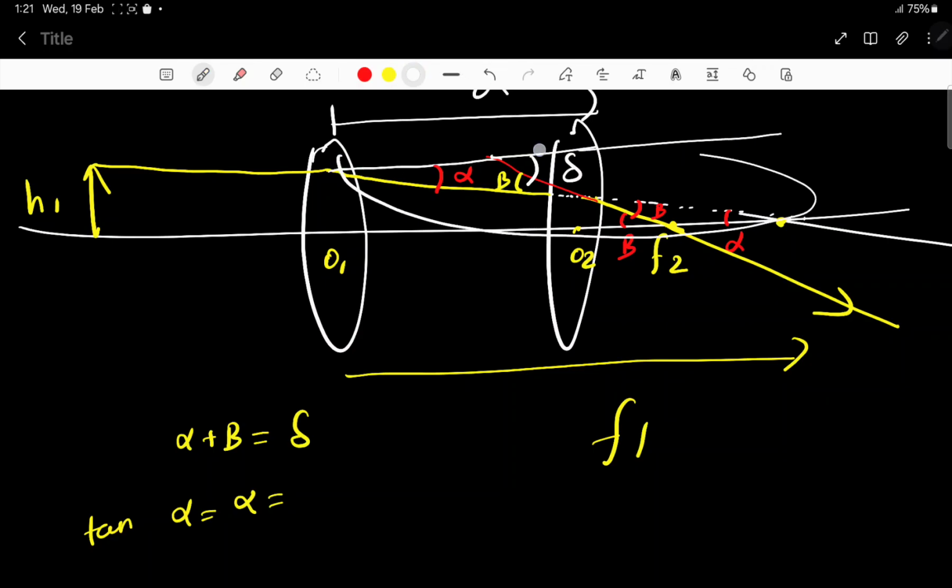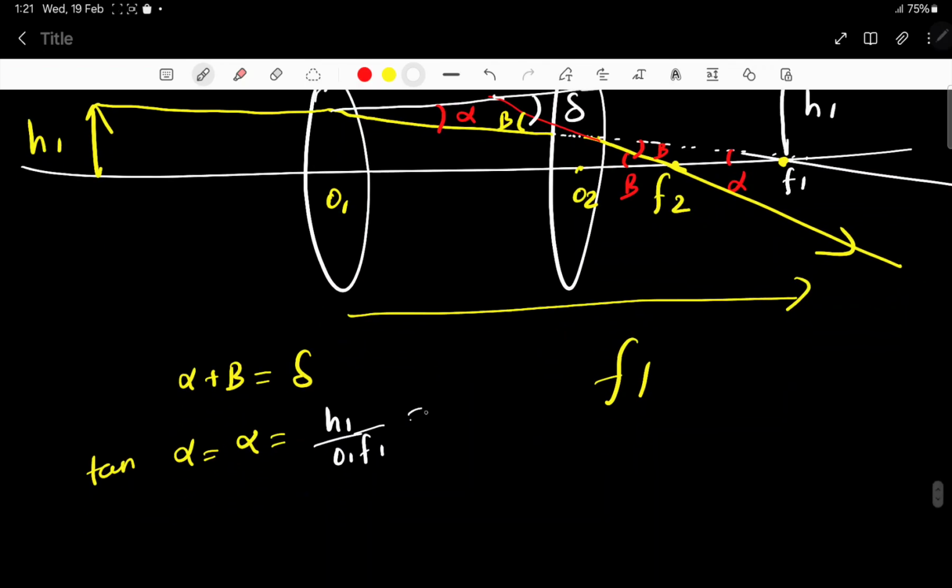So alpha or tan alpha equals what? Consider this triangle. Tan alpha is equal to the opposite side over the adjacent side. The opposite side is H1, and the adjacent side is O1 F1, which is F1. So it's nothing but H1 by F1.